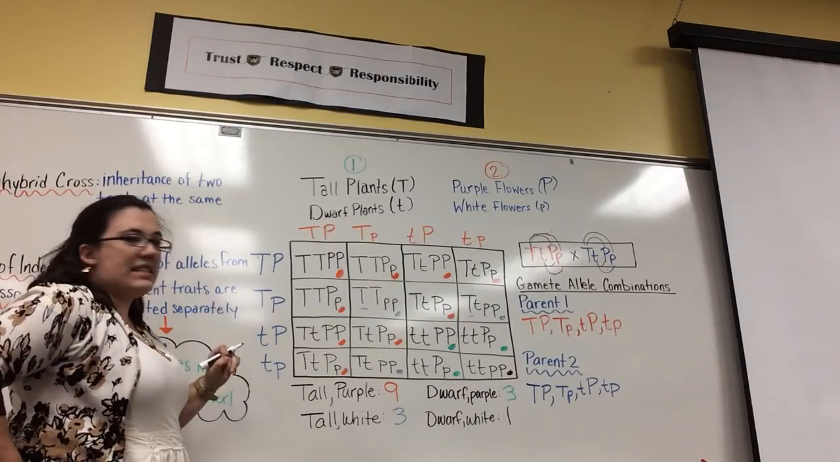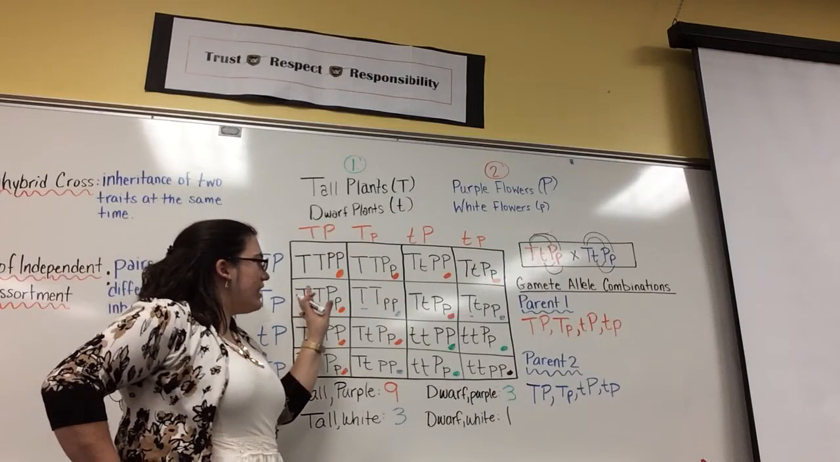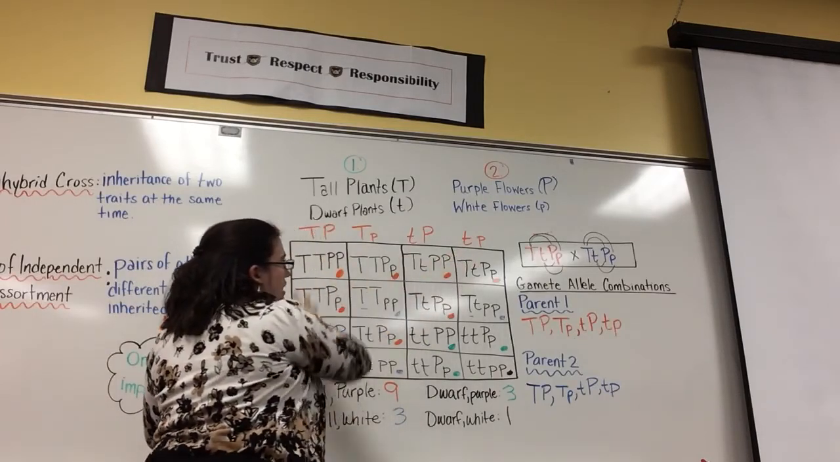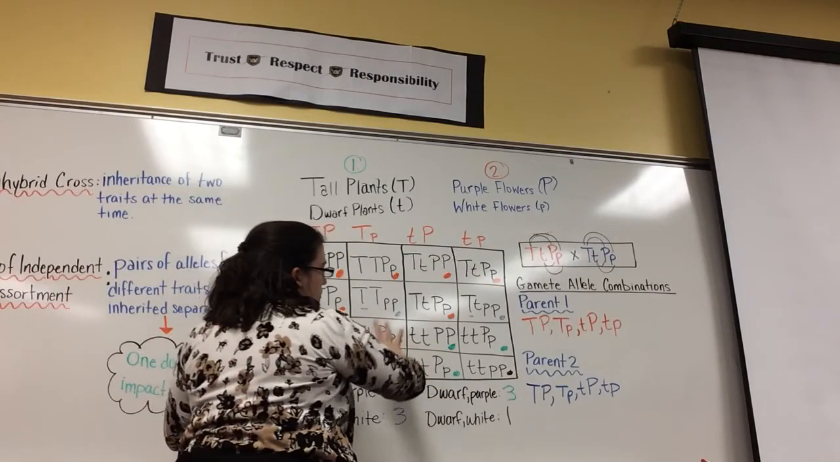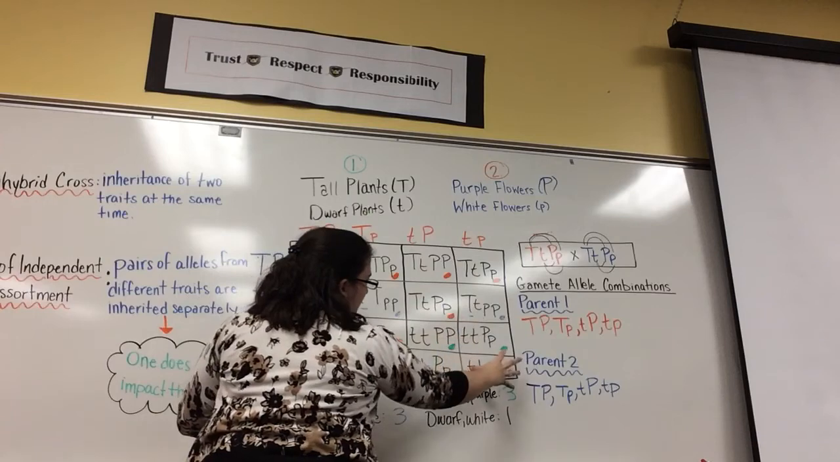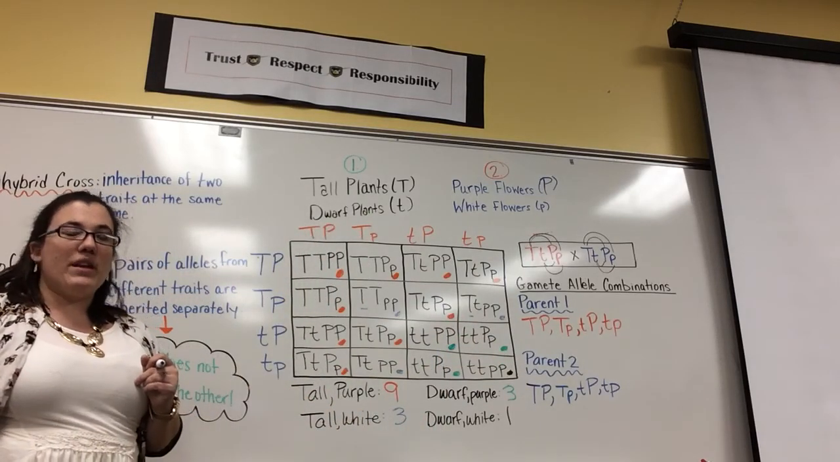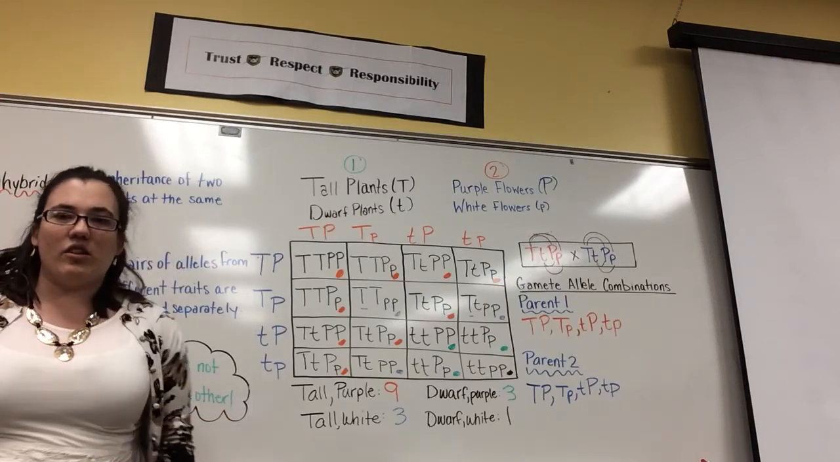You also can see that you have a trend that comes out, usually in a stair-step manner: the more dominant ones, and then the more recessive ones, or the heterozygous ones, down here in this corner. So that's a trend that you can see as well. So hopefully that helps and you understand dihybrid crosses a little bit better.